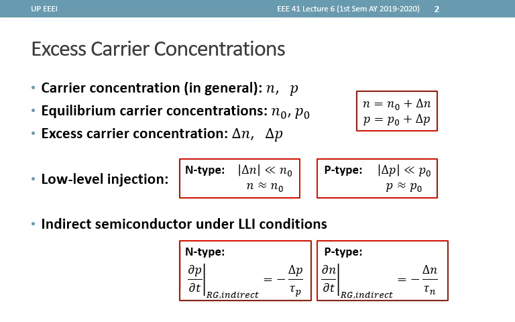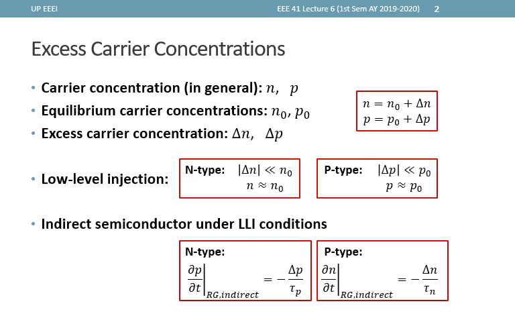Now, for indirect semiconductors such as silicon and germanium, under LLI conditions, the net change of carrier concentrations due to R-G is as shown. Note that the expressions only describe the thermal R-G for the minority carriers. So for N-type, we have delta P over delta T for the indirect thermal R-G to be given by negative delta P over tau P.